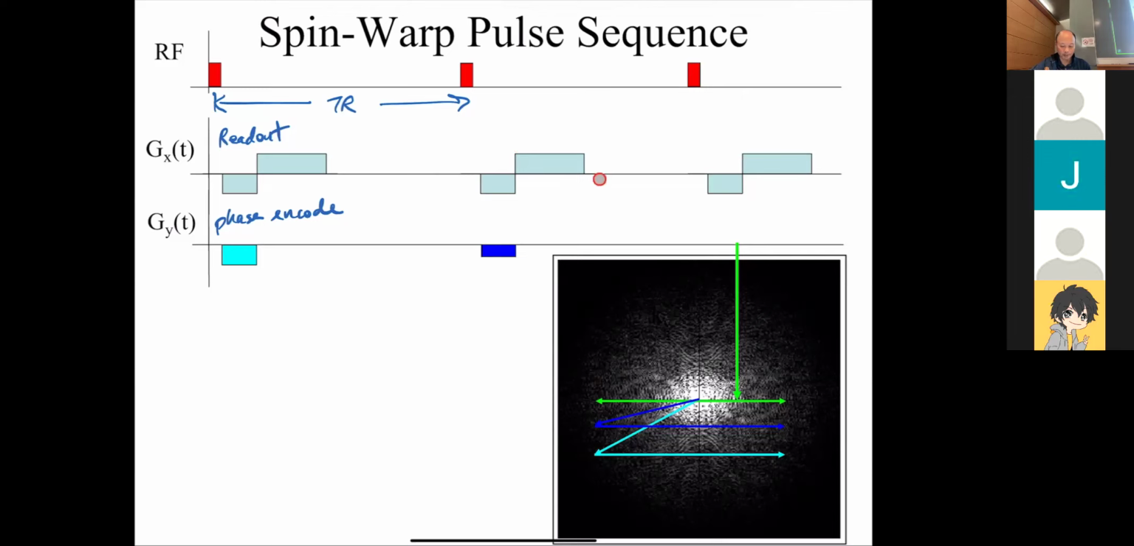And let's see, I was going to say one more thing. So these two gradients, you can call them the dephasers. Those are the initial ones that get you out to some initial point in K space. So in the homeworks, when we talk about the dephasing gradients, those are what we talk about.